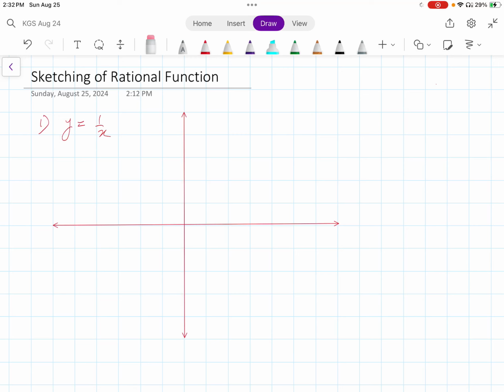This video is on rational function sketching. We'll start with the easier one, y equals 1 over x.